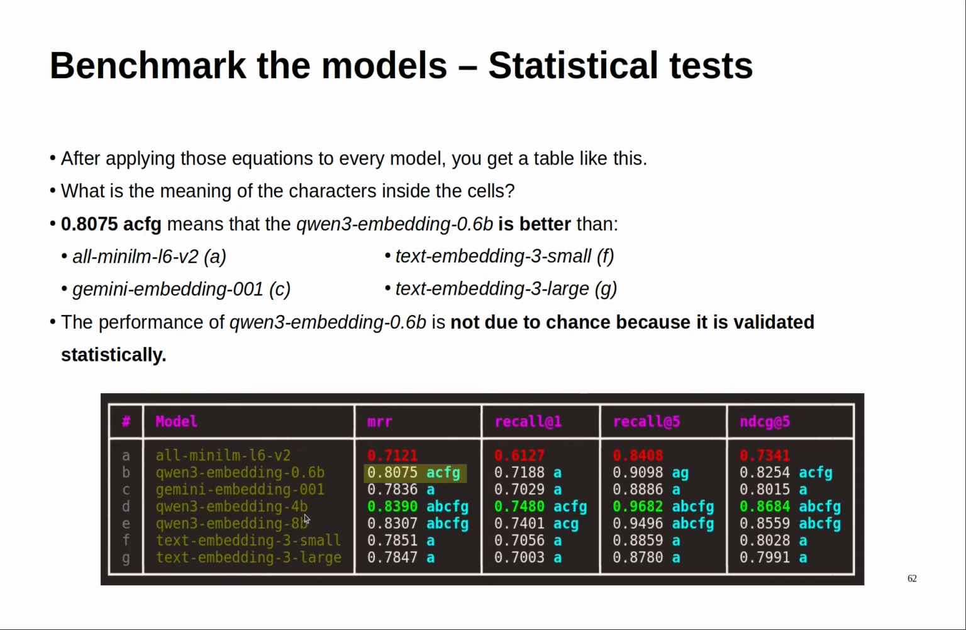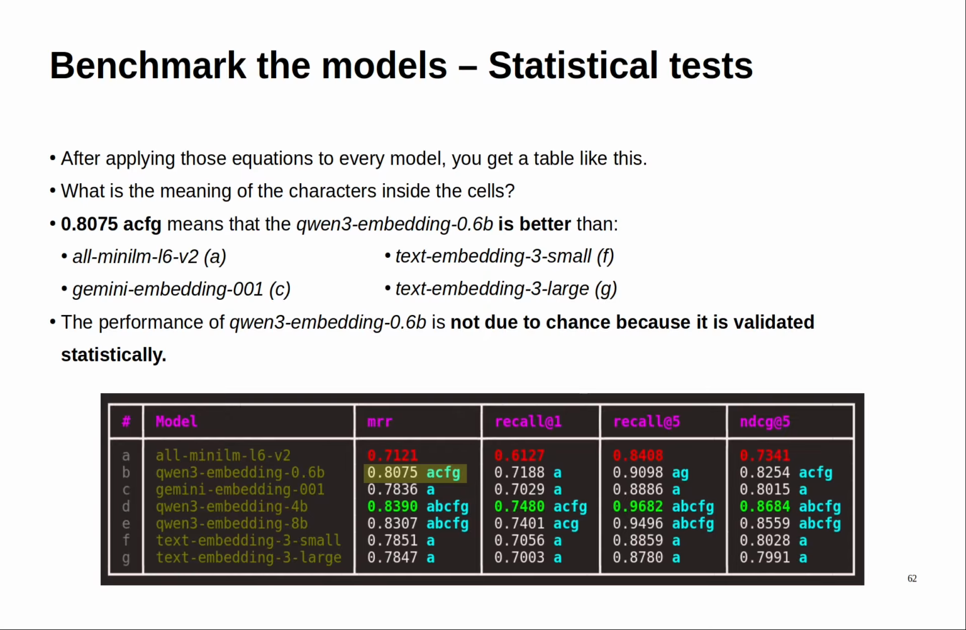Ranx allows us to do that. And also, we get something interesting. Here, you see that the performance of the Qwen model is not due to chance because it is validated statistically. Because sometimes you might get lucky, or you can select the data in a way that shows that a model performs better than another. But if you enlarge the data set, you will not get lucky, and the model that is general will perform better than a poor model.